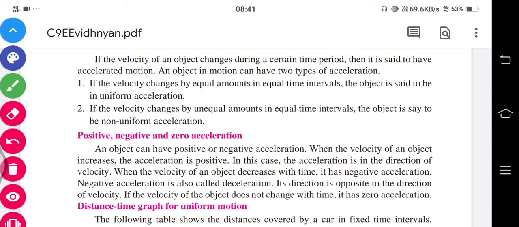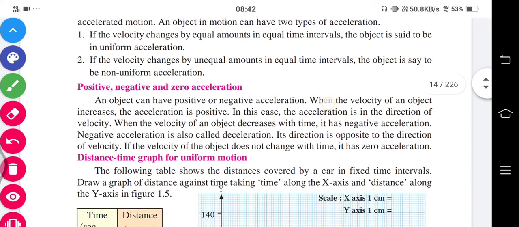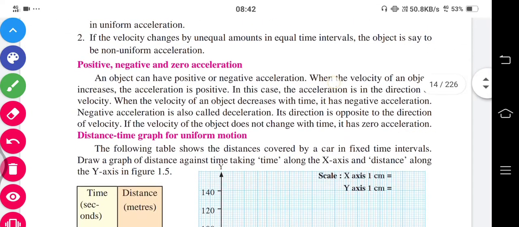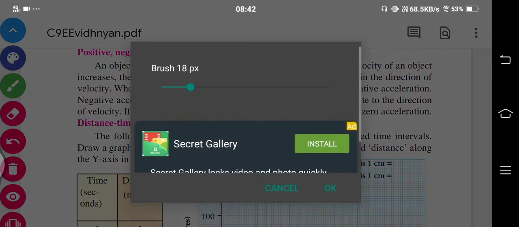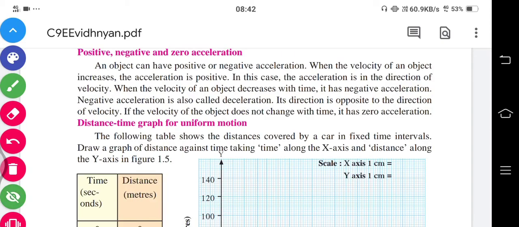Now today we will study positive, negative and zero acceleration. The name indicates what positive acceleration and negative acceleration are. Positive means they have the positive direction, negative means they have the opposite direction, and zero means there is no acceleration. Is it correct? Yes. So an object can have positive or negative acceleration.